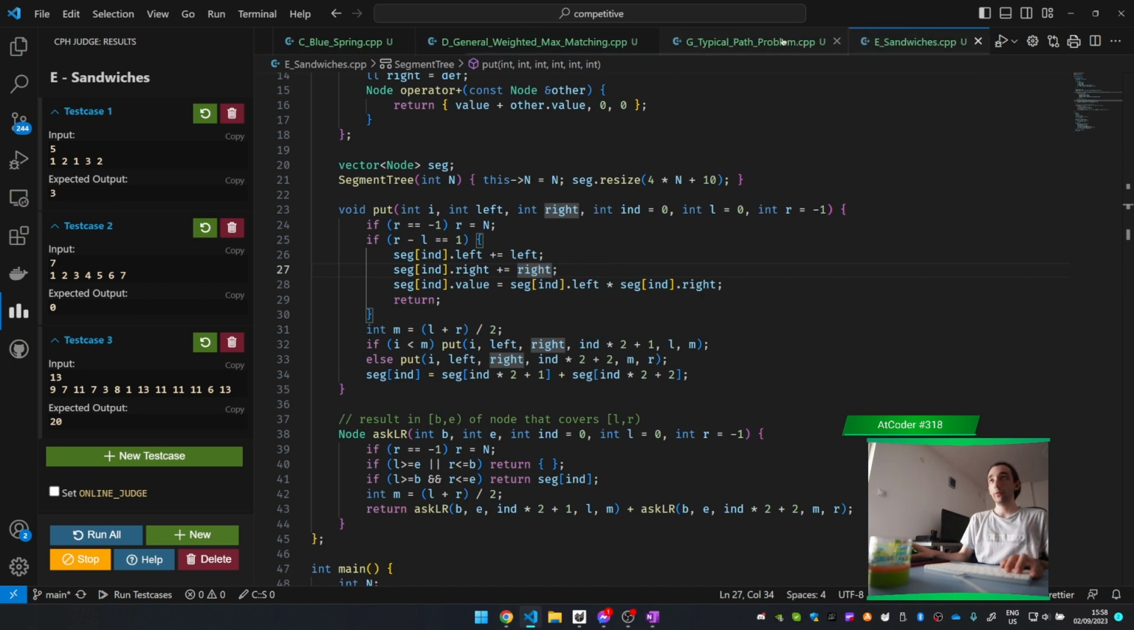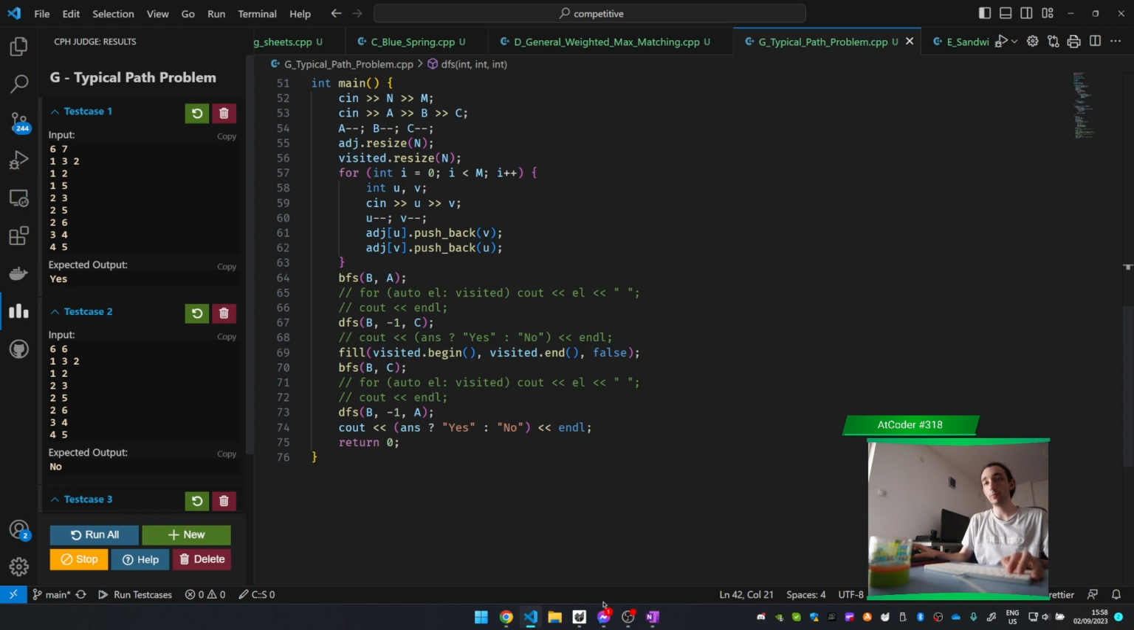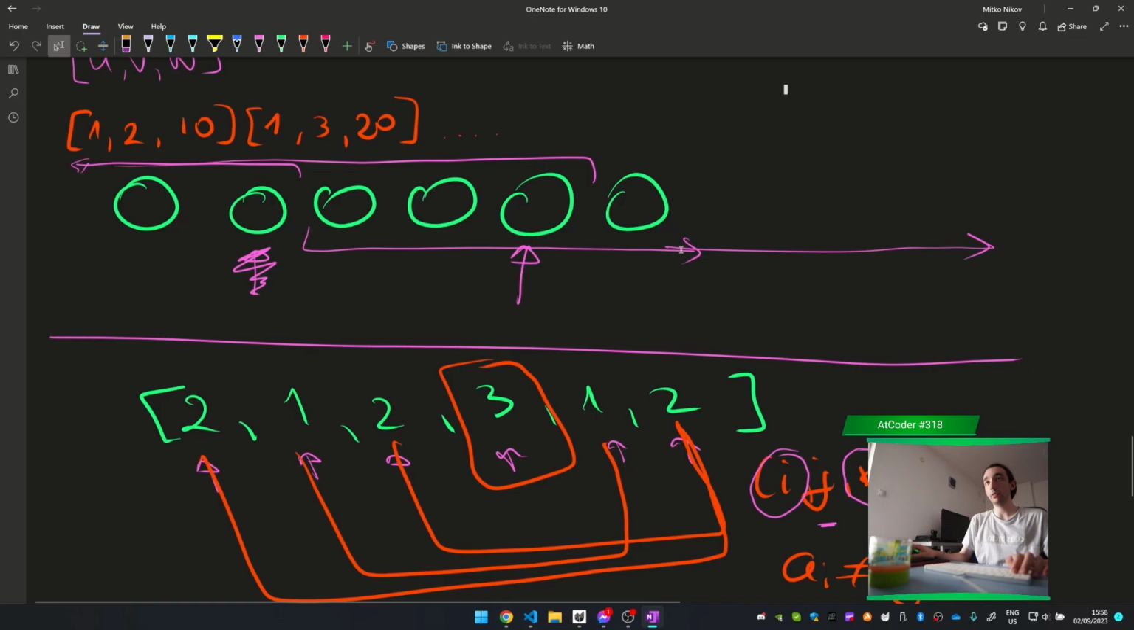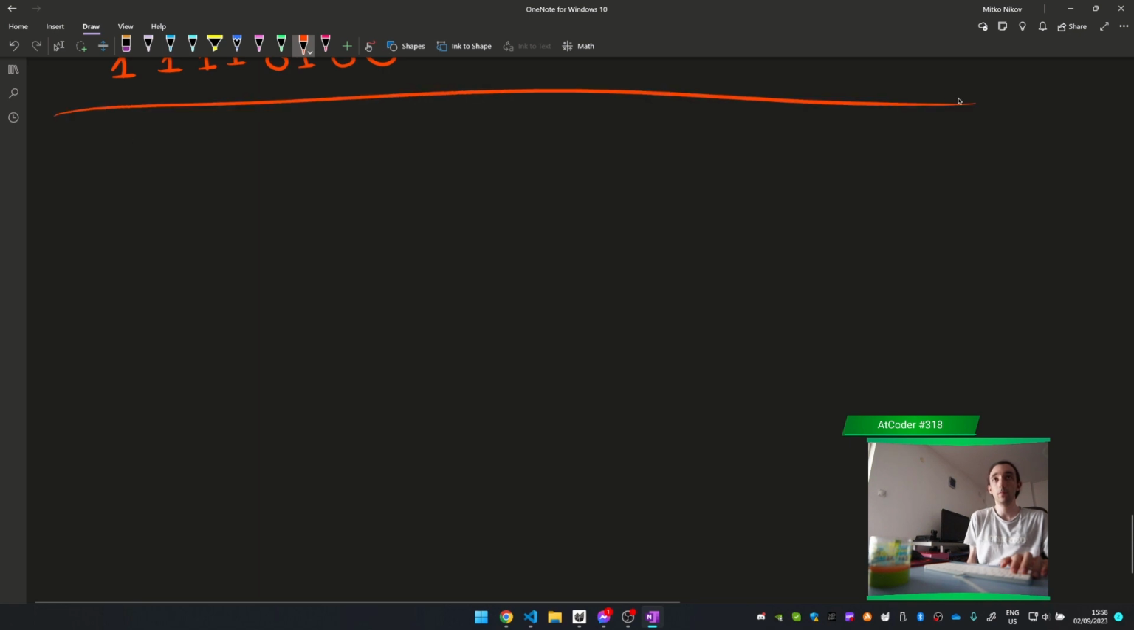It's very, very straightforward. G, yeah, I didn't solve G. It's just max flow, just max flow. So I thought about max flow, but I couldn't come up with it. So I didn't know that it would work because the graph is so huge.